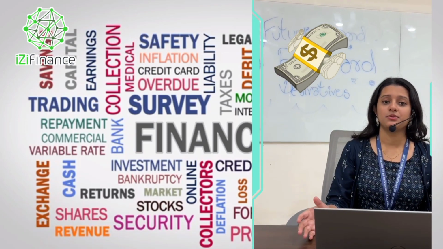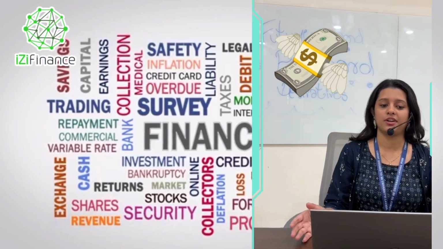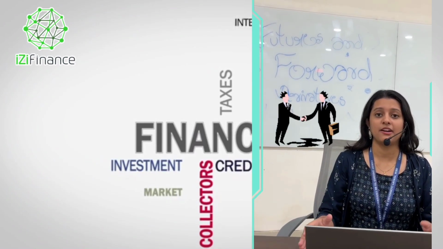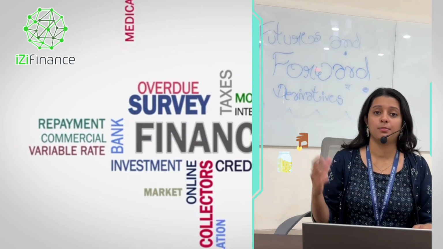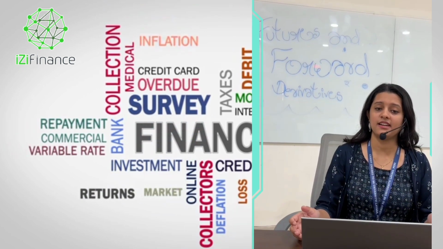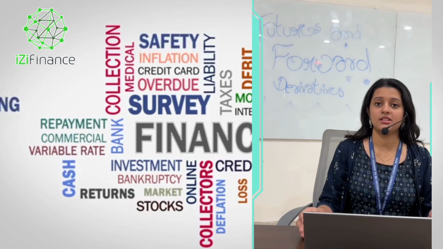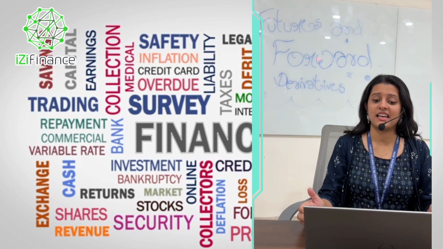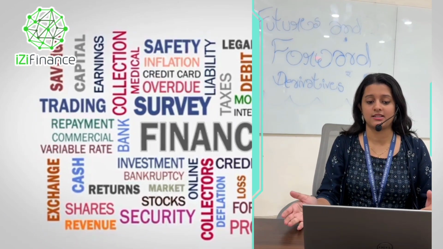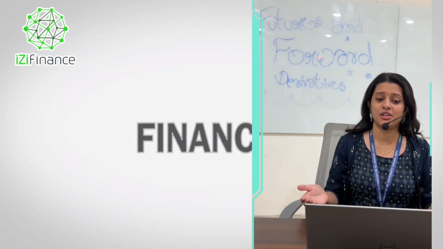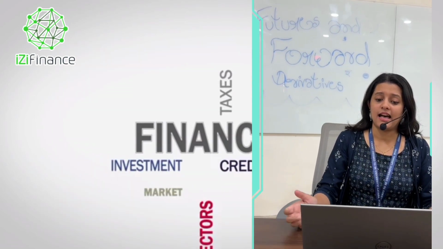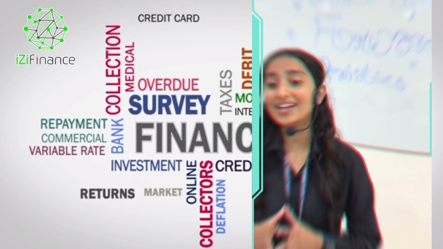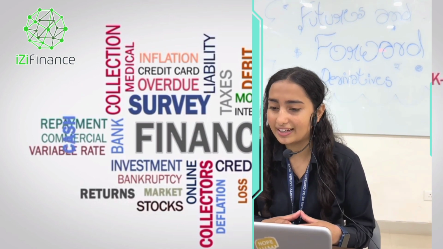So there are majorly two types of derivatives, forward and future contracts. Let's dig into the definitions. Forward contract. A forward contract is a private agreement between two parties to buy or sell an asset at a specified future date for a price agreed upon today. So, what is a future contract? A future contract is the exchange traded version of a forward contract. It obligates the buyer to purchase or the seller to sell an asset at a predetermined price on a specified future date. Alright, let's break down forward contract in simple terms.